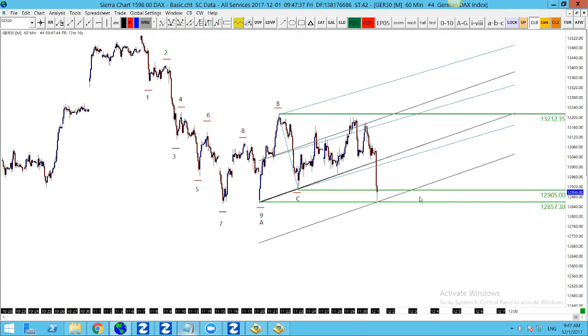But you've missed the short already. It's happened. So if you wanted to take another one, you probably want to wait for a pullback to that kind of area.